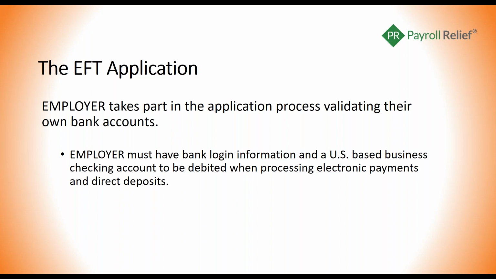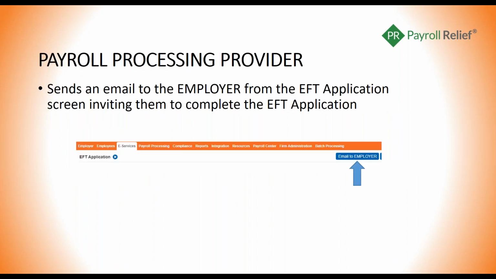Employer engagement is also required as the application is a legal agreement between three parties: your firm, the employer, and AccountantsWorld. Please note the employer must have bank login information and a US-based business checking account to be debited when processing electronic payments and direct deposits. To initiate the EFT application process, simply go to the EFT application screen under e-services and click Email to Employer. An email is then sent to the employer inviting them to complete their portion of the EFT application.